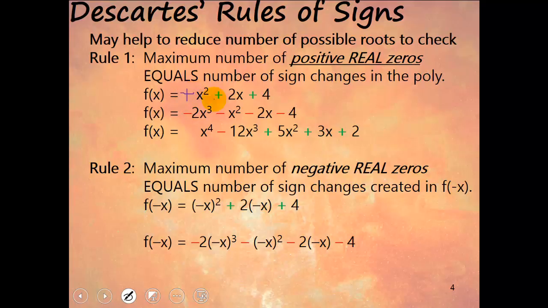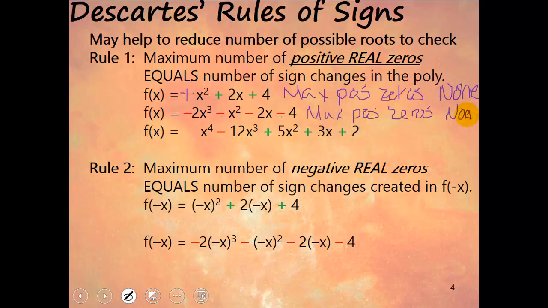Notice that I don't have any sign changes. So the maximum positive zeros is none. It can work the same way if they're all negative. Notice that I have negative, negative, negative, negative. I don't have any sign changes, so that means that the maximum positive zeros is none.